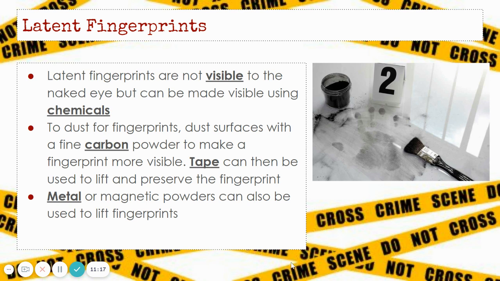So latent fingerprints are not visible to the naked eye, but they can be made visible using a variety of different chemicals. We have different types of chemicals for different types of fingerprinting situations. When we dust for fingerprints, we dust it with a very fine carbon powder to make that fingerprint more visible. Then we can put tape over that print in order to lift it. So we basically put the tape over the carbon powder and lift that powder to get an exact replica of what that fingerprint was. We can also use metal or magnetic powders to lift fingerprints as well.